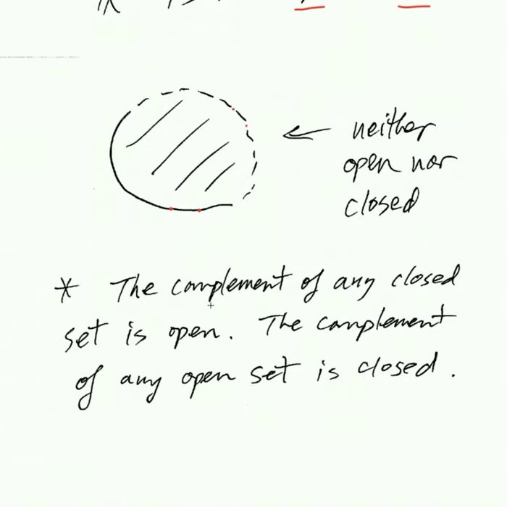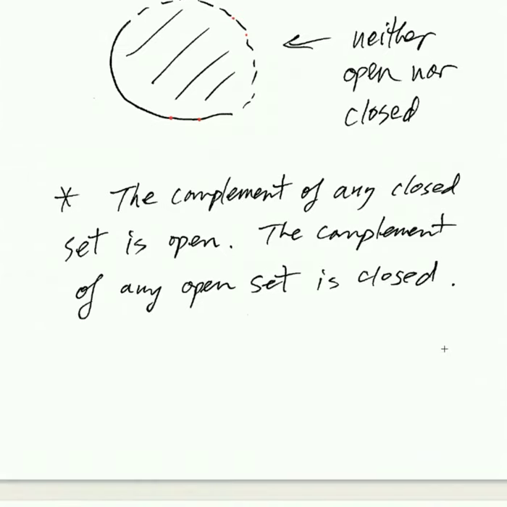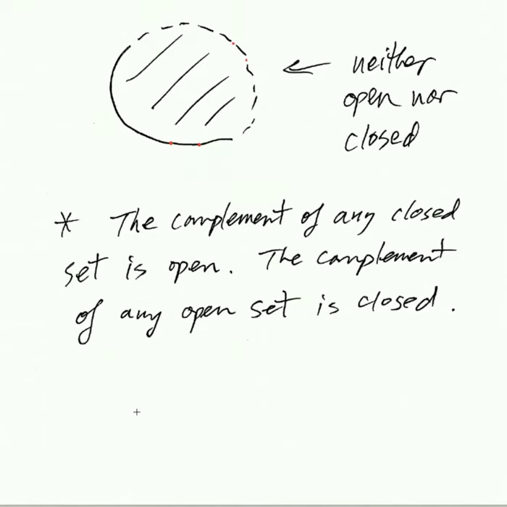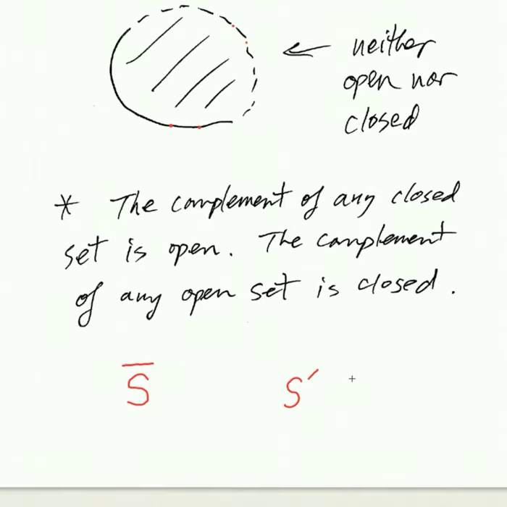A little exercise for you here: the complement of any closed set is open, and the complement of any open set is closed. You know what I mean by complement? What does it mean to be a complement? If S is a subset of R squared, its complement, sometimes written this way or sometimes this way, is the set of all points in the plane R squared which are not contained in S. So it's the entire plane except for the points of S. That's what the complement is.